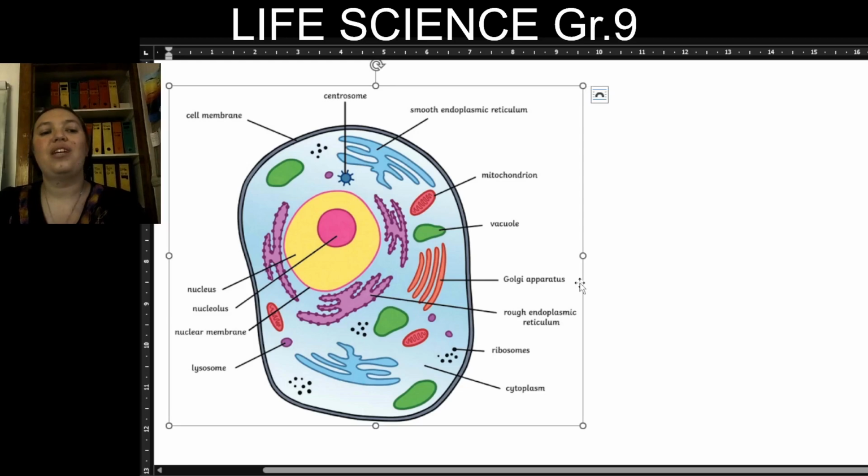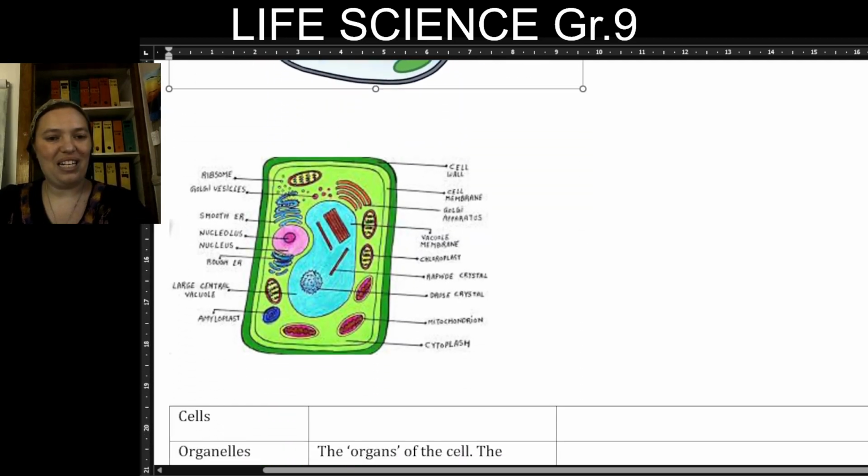I'll go into that now. The Golgi apparatus, and then right here on the other side we've got the lysosome. The lysosome, the Golgi apparatus, and the vacuole kind of go together. I'll explain that now. Right, so that's basically what that looks like.